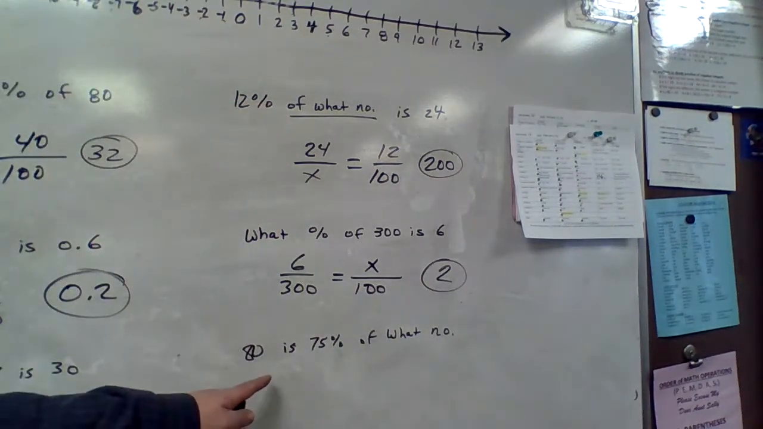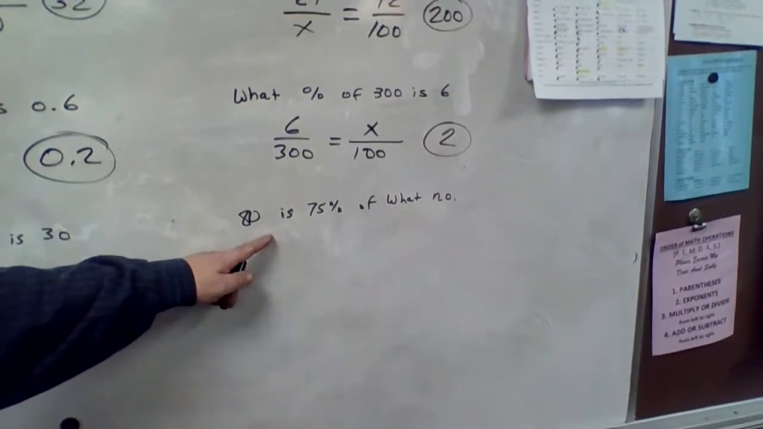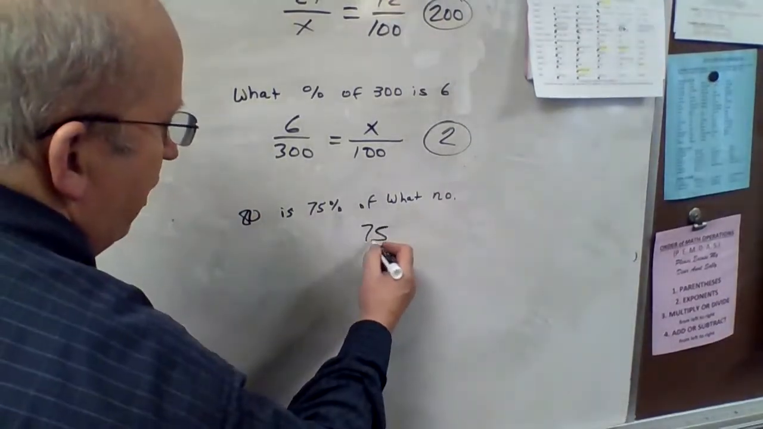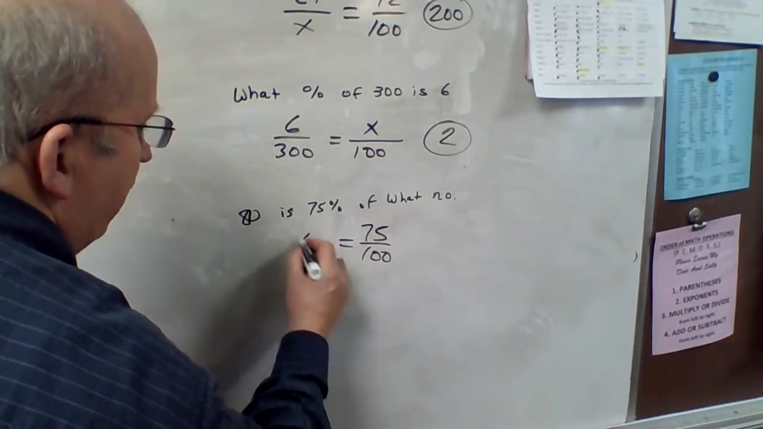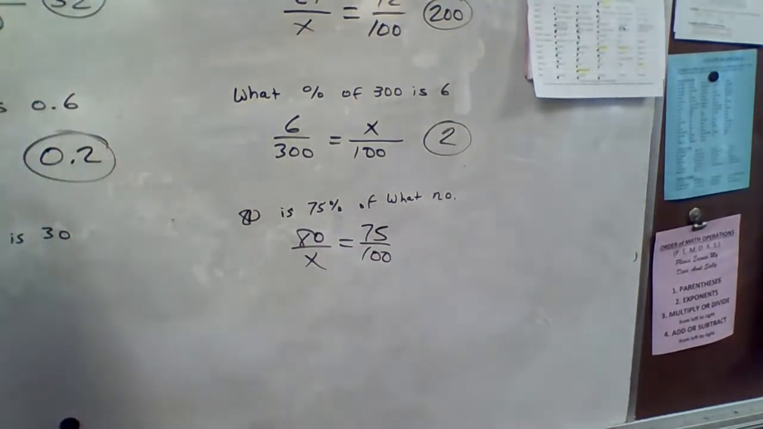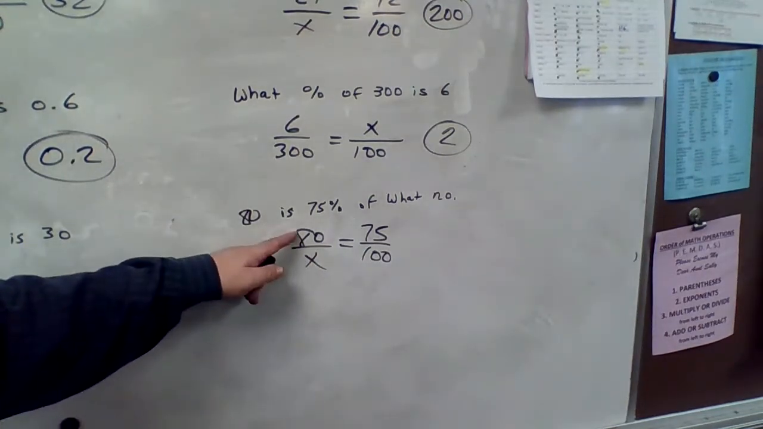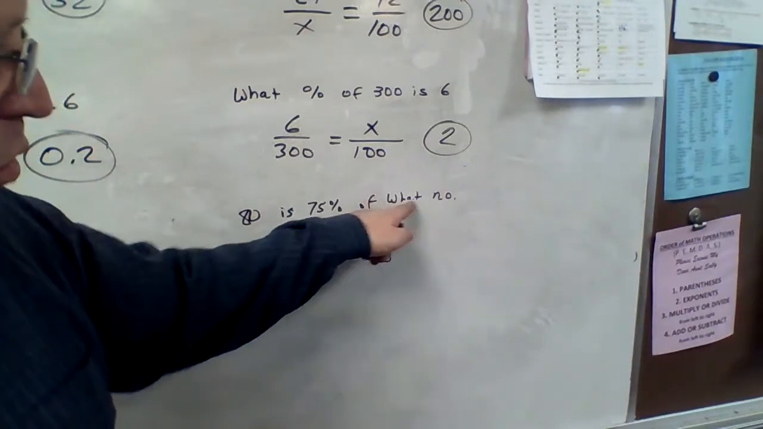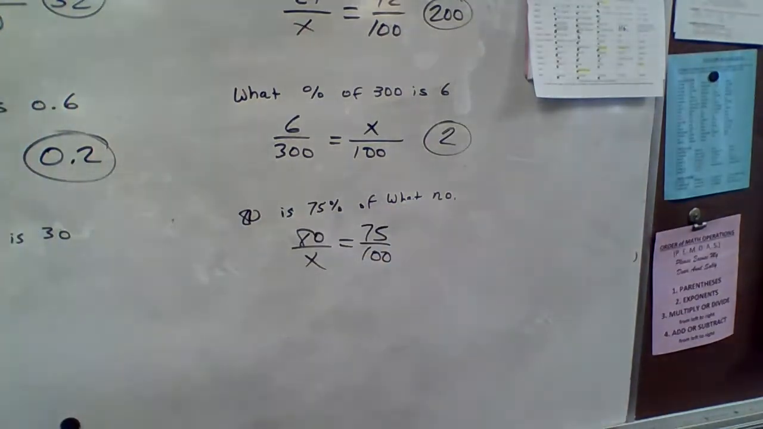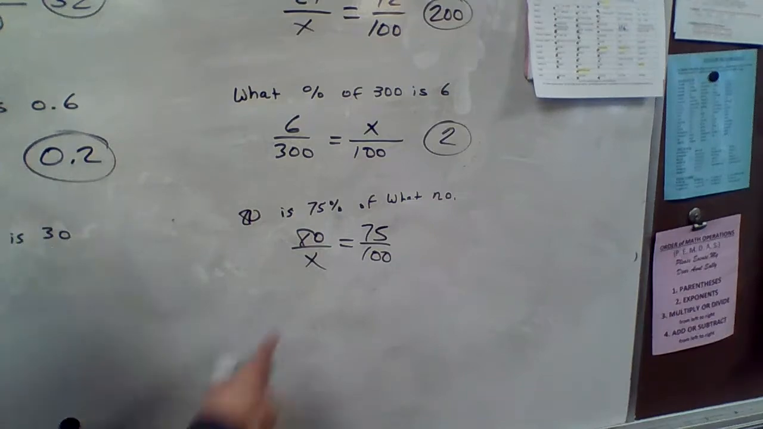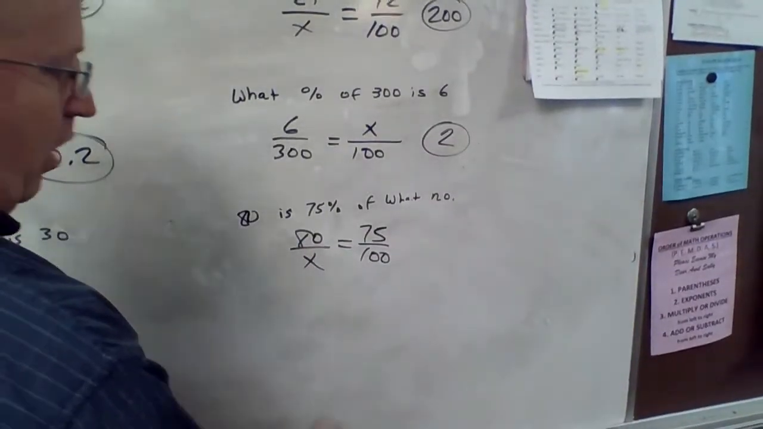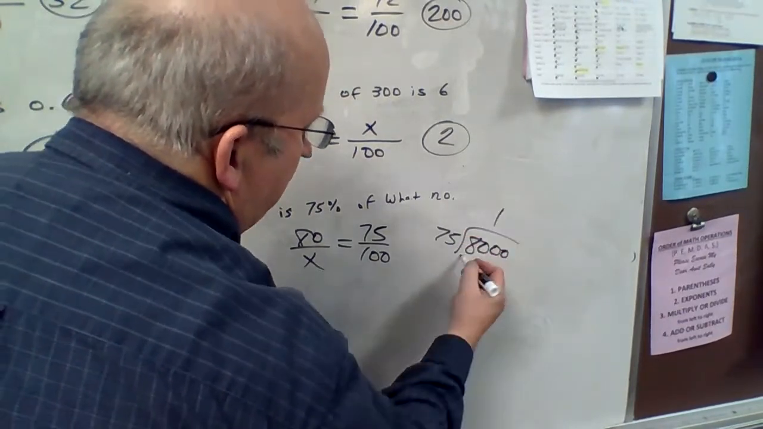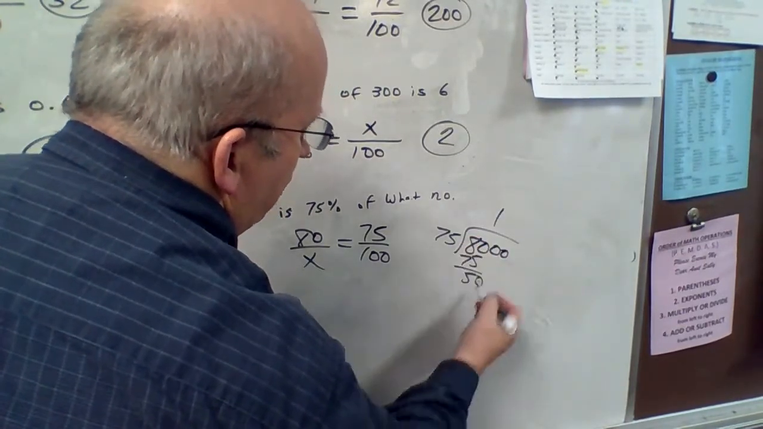Let's go down here. 80 is 75% of what number? Well, that's going to be 75 over 100 equals 80 over x. Why 80 over x? And why not x over 80? Well, look at what follows the word of. We don't know the value, so we make that the x value. So what do we get? 80 times 100 is 8,000. We've got to do 8,000 divided by 75. I don't know what that is. So we're going to have to do some work.